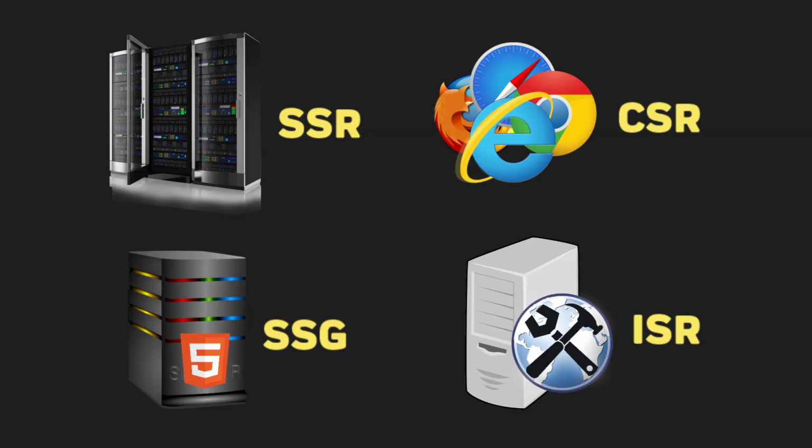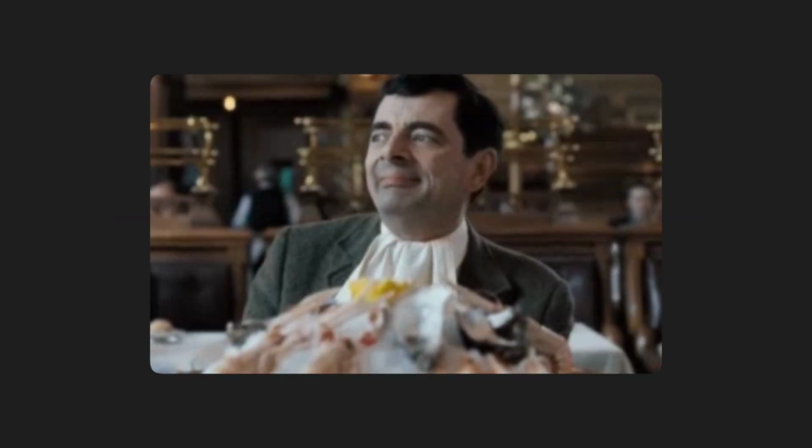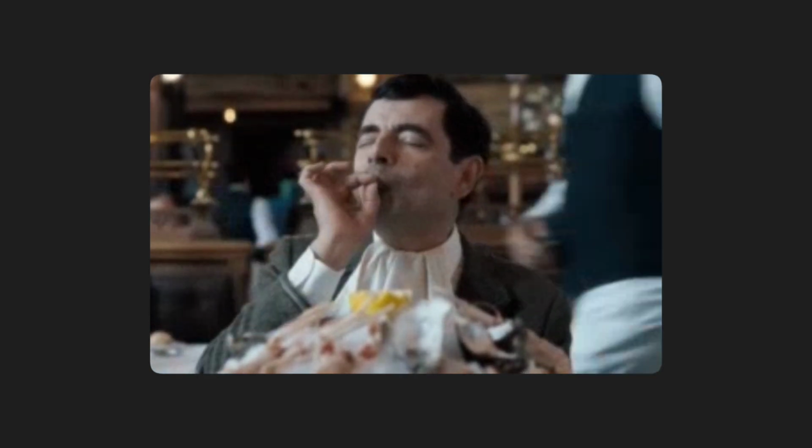Developers love throwing around SSR, CSR, SSG, and ISR like they are the secret sauce to web development, but half the time they are using them wrong, and the other half can't explain what they actually do. Today, we are fixing that with a simple restaurant analogy that will make everything click.